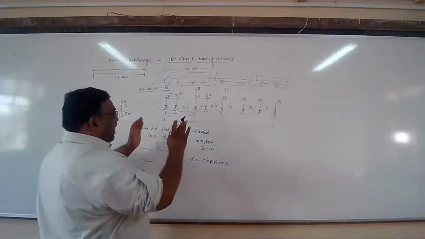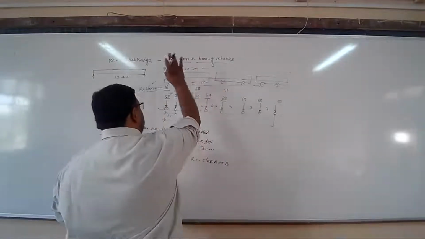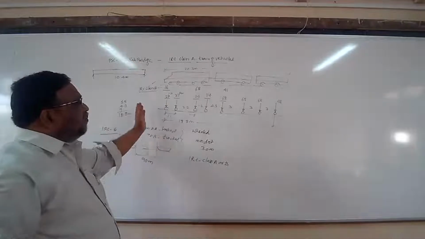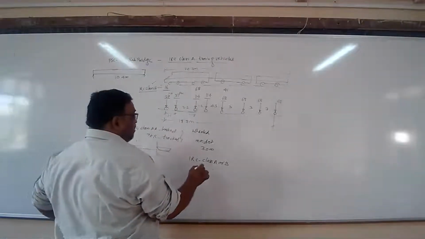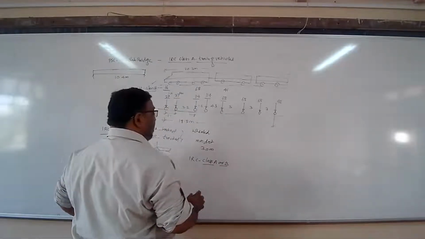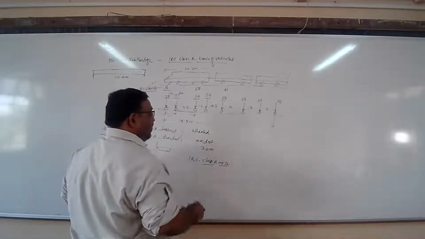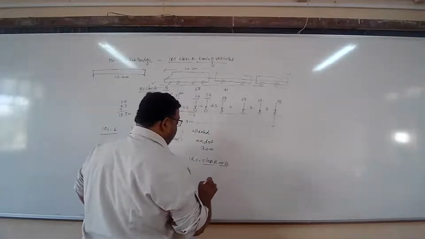अगर हमको IRC क्लास A सॉल्व करने के लिए आता है तो हम IRC क्लास B भी सॉल्व कर सकते हैं. सिर्फ वहां पर लोड का डिफरेंस रहेगा. What was the distance between the two IRC class A or class B vehicles in succession? एक आगे है, उसके बाद पीछे दूसरा व्हीकल है.